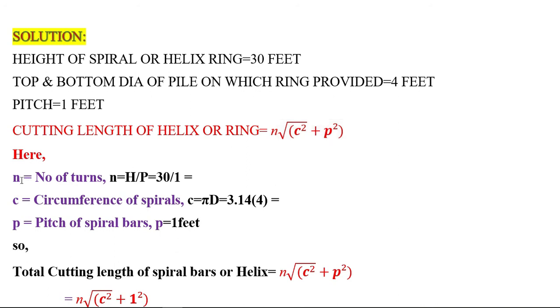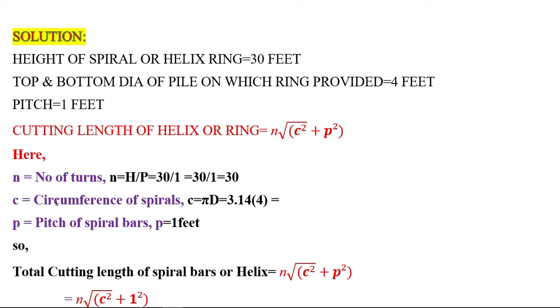First let me calculate the number of turns in our spiral ring. We know that the height of the spiral ring is 30 feet without concrete cover. It is the clear span height of the spiral ring, 30 feet. 30 divided by 1 feet gives us 30. So p here is the pitch of the spiral ring, and 30 divided by 1 gives you 30 number of turns in the spiral ring length. In the total height of the spiral ring we have number of turns 30.